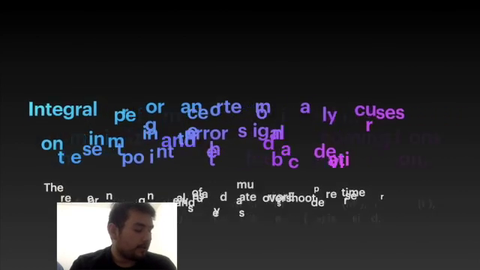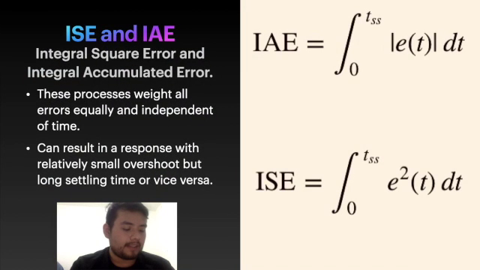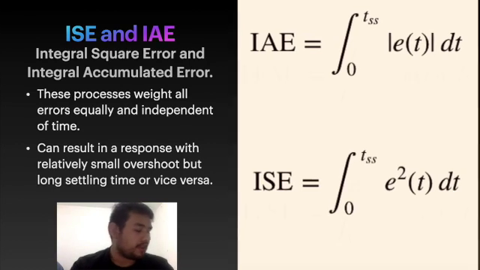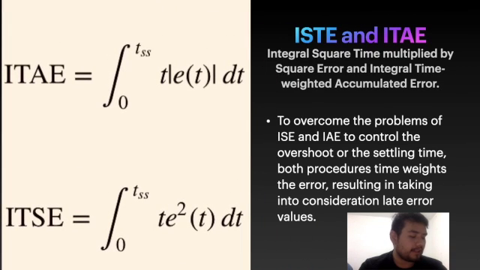So now talking about ISE and IAE, the integral square error and integral absolute error is the simple integration of the error values, in which the IAE stands for the absolute error while the ISE stands for the squared error. So these processes weight all errors equally and independent of time and can result in a response with a really small overshoot but long settling time, or vice versa. And that's why we need to have the following processes that are the ITSE and ITAE.